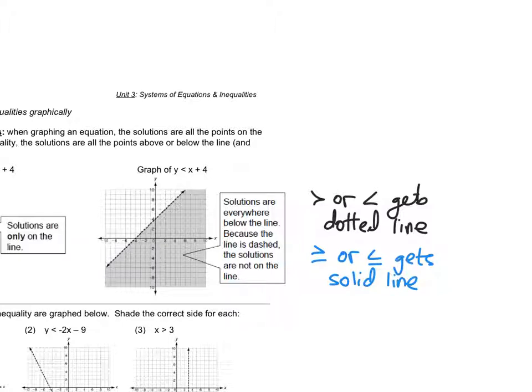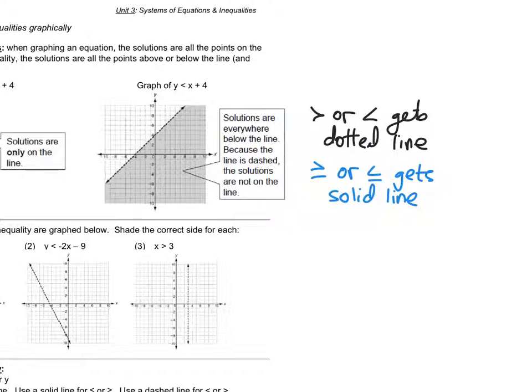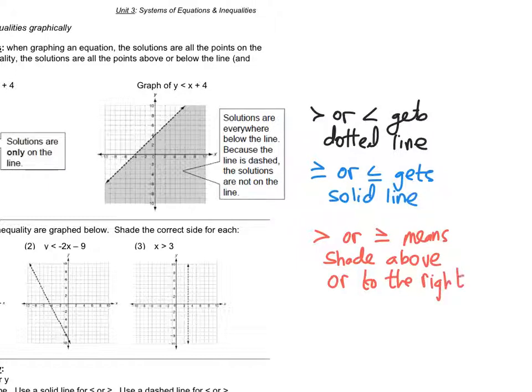All right. On top of that, greater than or equal means shade above or to the right. Less than or equal means shade below or to the left.